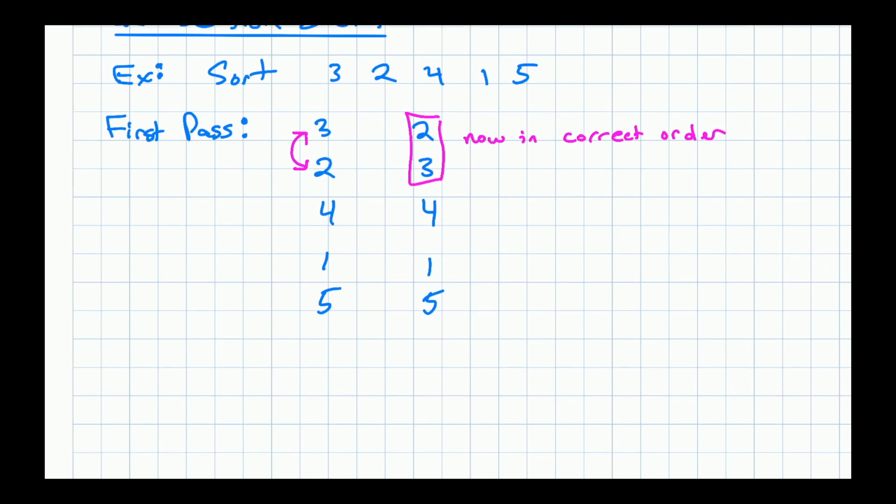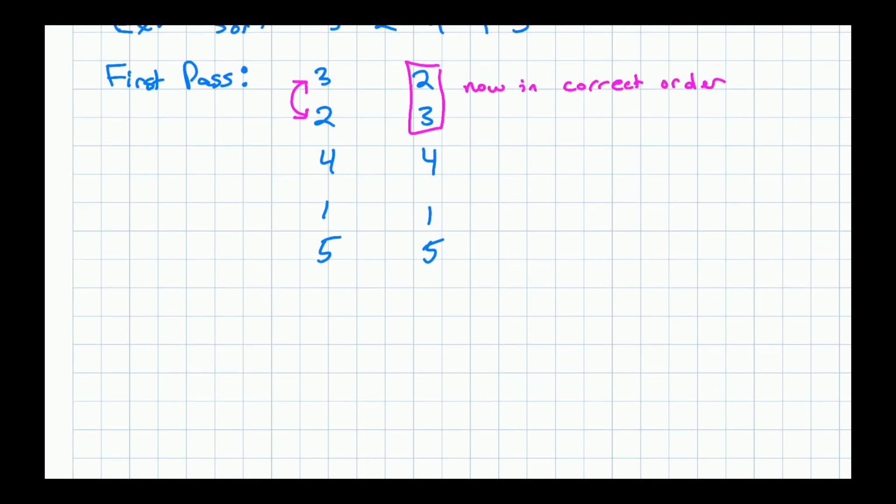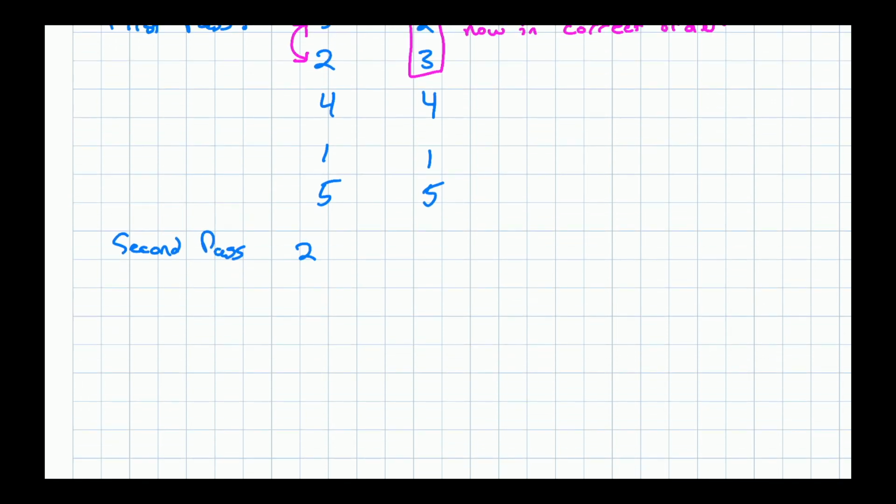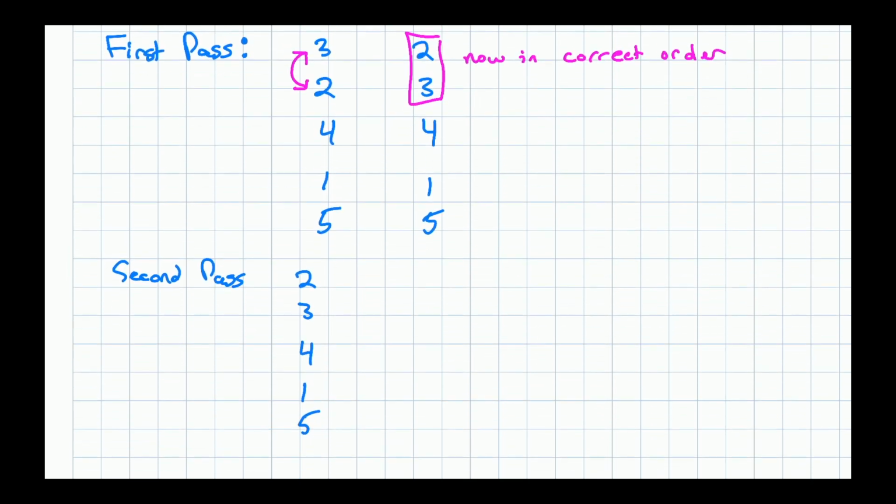list. So I'm going to say second pass, but this is not really passes. Second pass. I'm not doing anything, I'm just recopying it. 2, 3, 4, 1, 5. So what we're going to do now is compare the 4 with the 2 and the 3. So we're going to compare the 4.